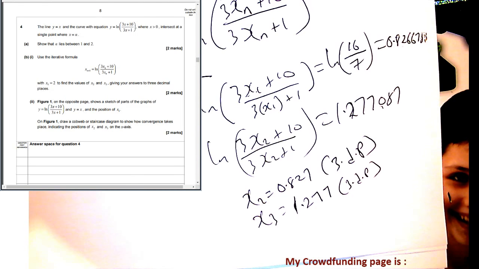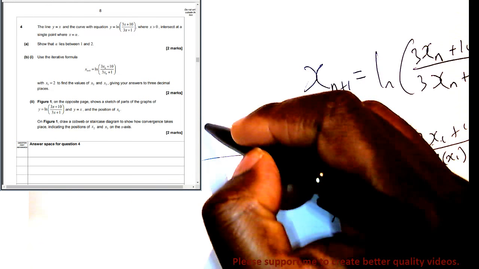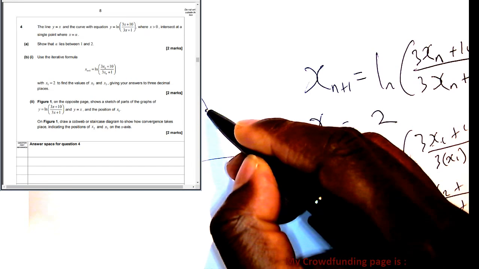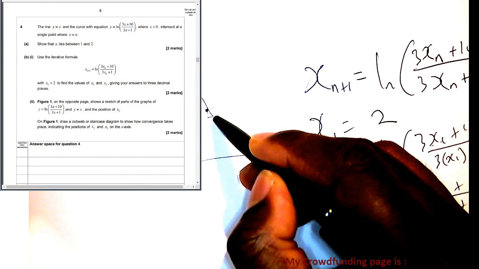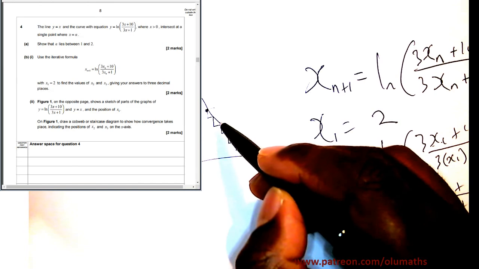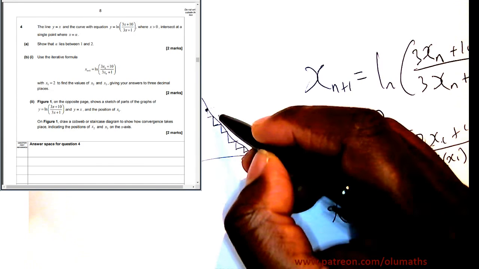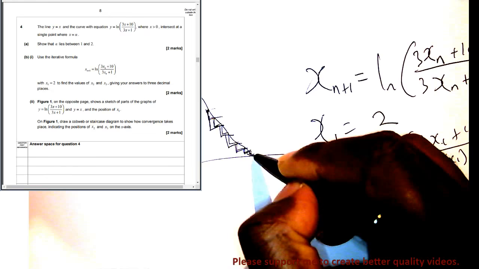Now it says the opposite page shows a sketch of part of the graph of this. Draw a cobweb or staircase diagram to show how convergence takes place, indicating the position of x2 and x3. So in this case, you're trying to show in steps how the iteration would lead onto the root. And you do realize that when it comes to iteration, you are trying to converge onto something. So if that's actually where it crosses and you start with a number here, your iteration would go like that, or could go like that. Sorry, x is increasing, yeah? So it would go in steps until it gets down to the root. Like that. So you would notice that the iteration needs to be reducing in the gap. So that's what it means to converge. So it needs to be reducing in how wide it travels until it finally gets to the root and stops changing.